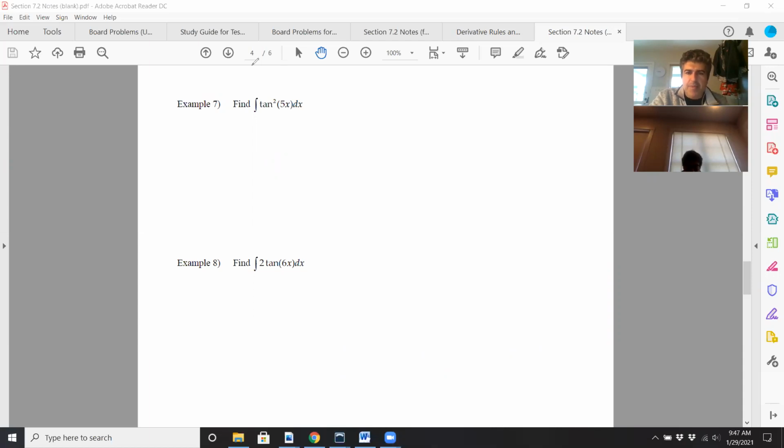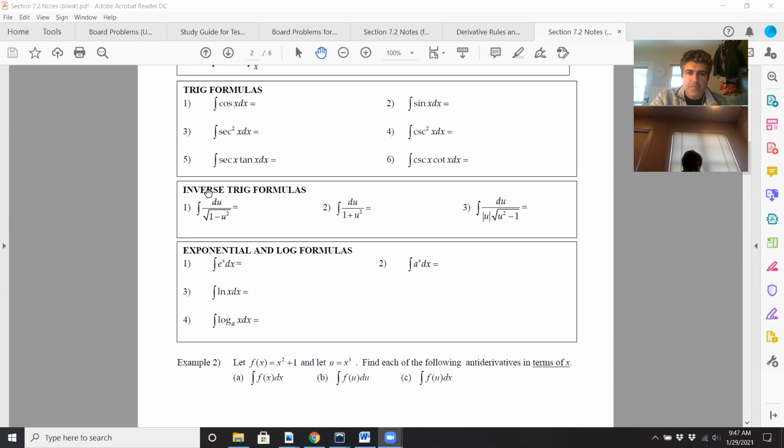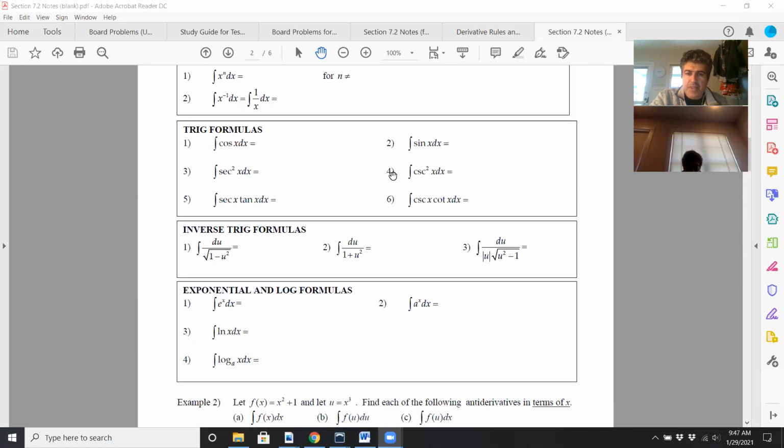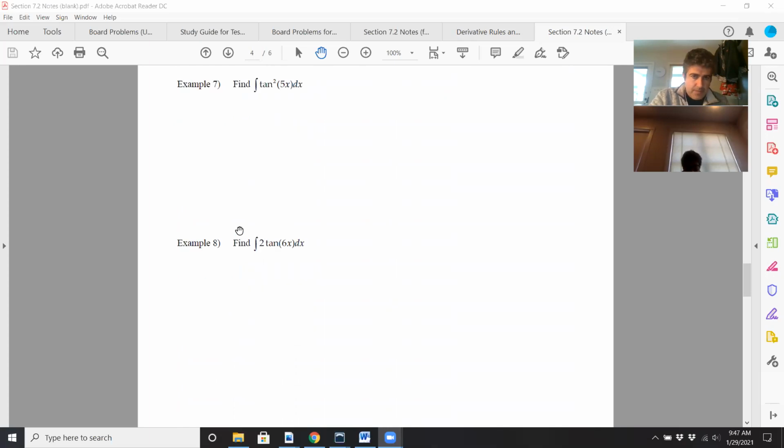So in this case, we don't really have something for tangent squared, right? I don't see anything for tangent. I don't even see an antiderivative for tangent either. So it's kind of weird. You can make it sine over cosine. And so what we're going to have to do is, let me actually just add a text box.